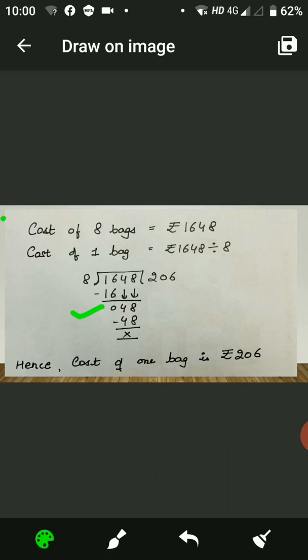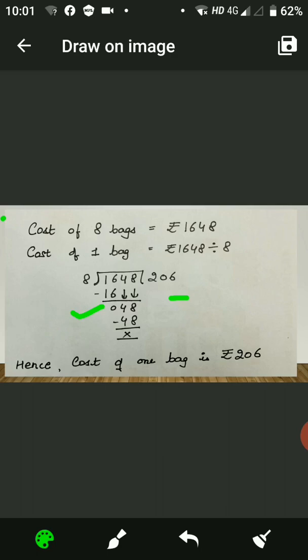Clear? Students, when you take two numbers together, in that case firstly you have to put the 0 and then you have to write the number in the position where it is coming. Like 8 6s are 48. I have written 48 here and 6 I have written here. I have not written 26. I have written 206 because I have taken two numbers together. Clear? Then 48 minus 48 is 0.